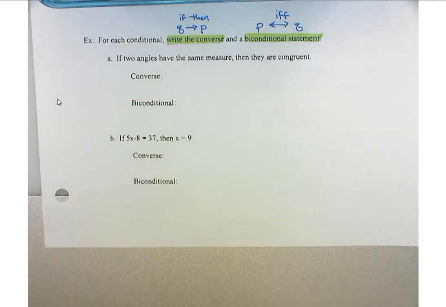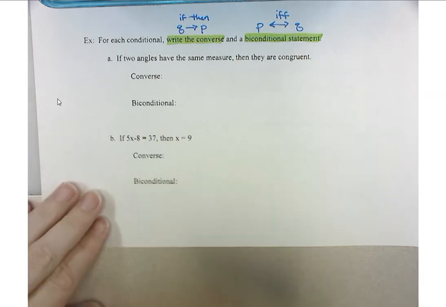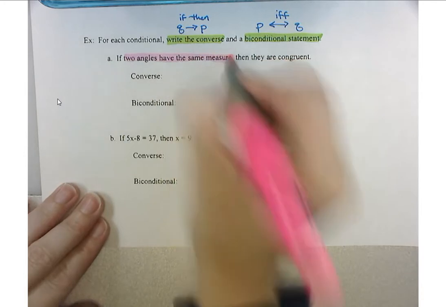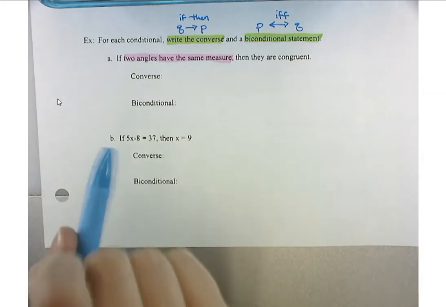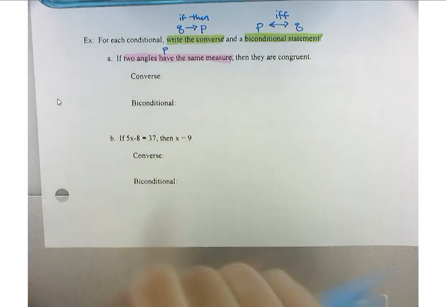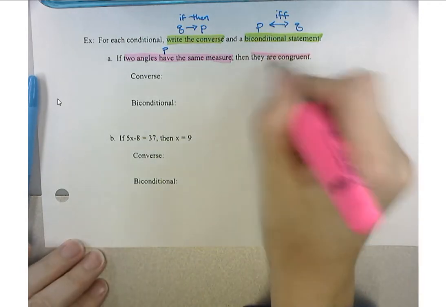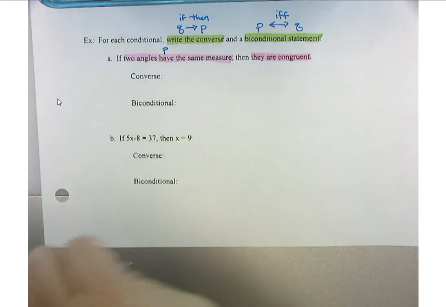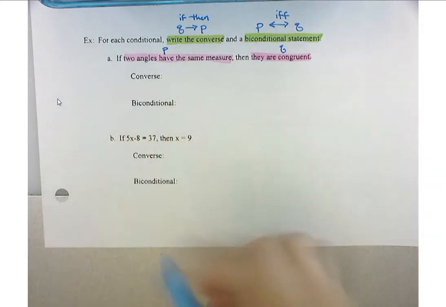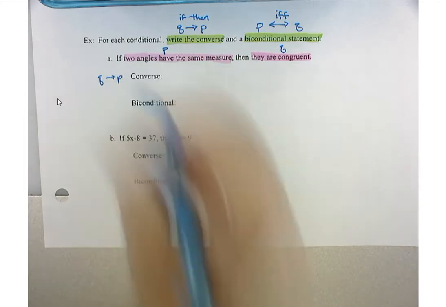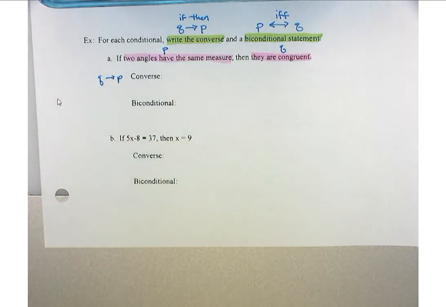For part A, it says if two angles have the same measure, then they are congruent. Let's pick out our hypothesis and conclusion. Max, what's my hypothesis? Good, two angles have the same measure. That is my hypothesis, so I will label that as P. And then Ziggy, what's my conclusion? They are congruent. Good. Then for the converse, I'm going to say if Q, then P.